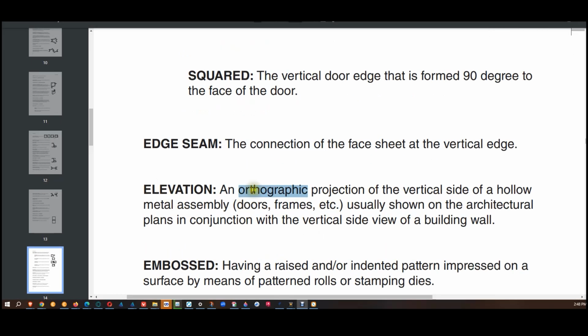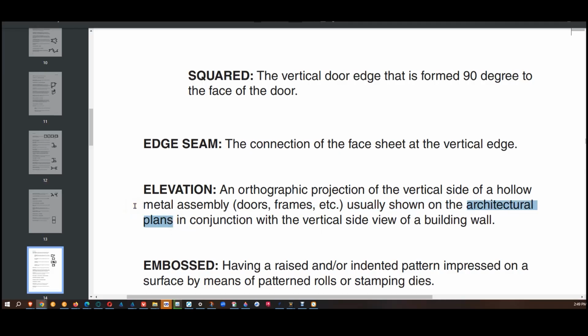Okay, elevation, an orthographic projection of the vertical side of a hollow metal assembly, doors, frames, etc., usually shown on the architectural plans in conjunction with the vertical side view of a building wall. Usually shown on the architectural plans.